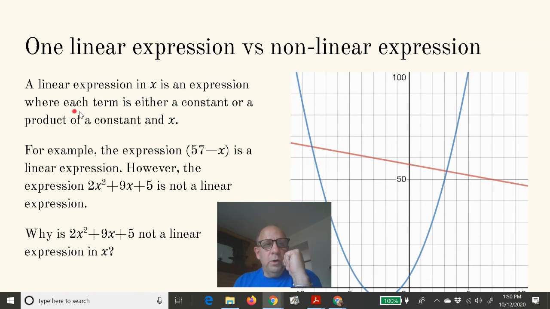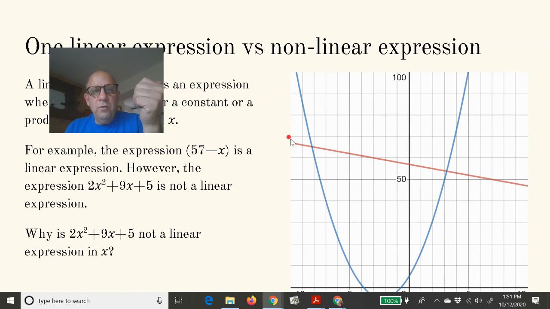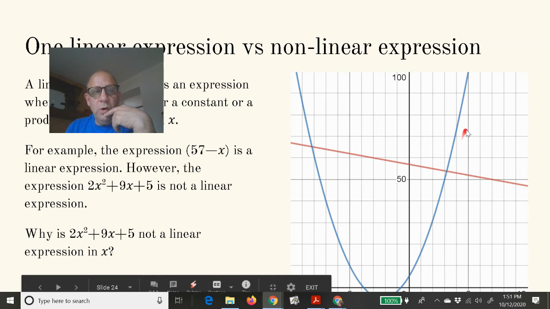A linear expression is one where each term is either a constant or a product of a constant and x. So it's either a number or it's a variable or a number times a variable. So 57 minus x is linear, because it's 57 minus x. 2x squared plus 9x plus 5 is nonlinear. So this one here is 57 minus x, a straight line, crosses at 57. This one here is 2x squared plus 9x plus 5. It makes a curve.